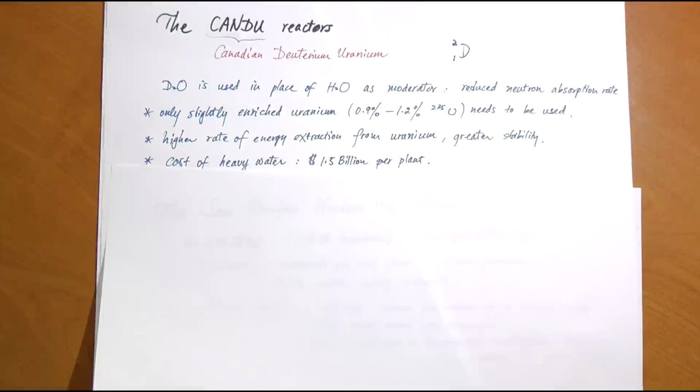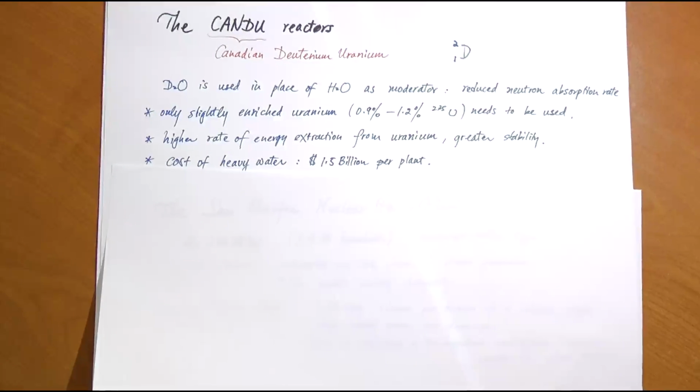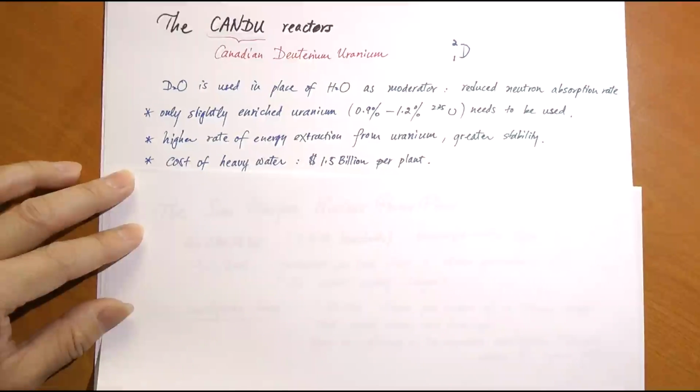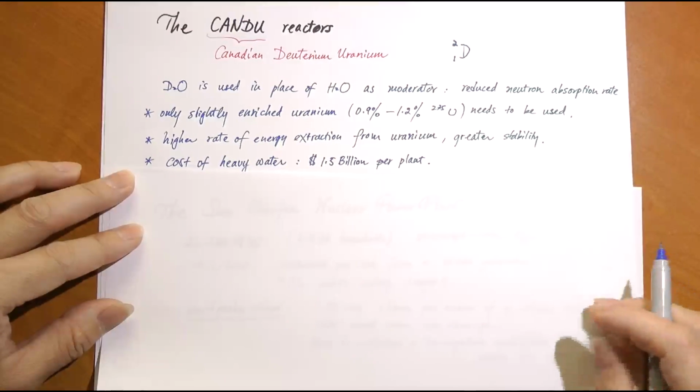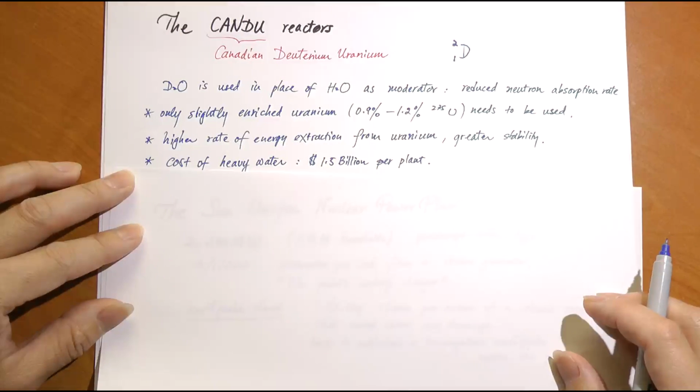And there was a reason why the Canadians did that, because right after the war, they wanted to build power plants, but they found that enriching uranium was just too expensive to do. So they had to find ways not to enrich uranium, and that's the solution that they came up with. And the CANDU design is the primary design of Canadian reactors.